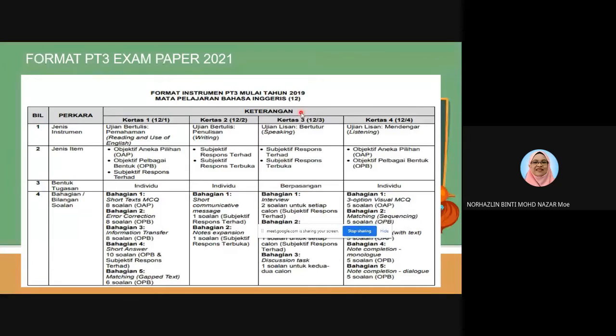Okay. And then paper 3. Your code is 12/3. Okay. Teacher Mazlina has just joined. Maybe she can help me to answer a few questions dekat chat bar. Okay. So this is your speaking paper. Okay. Subject to respond terhad. Subjective respond terbuka. So this is berpasangan.